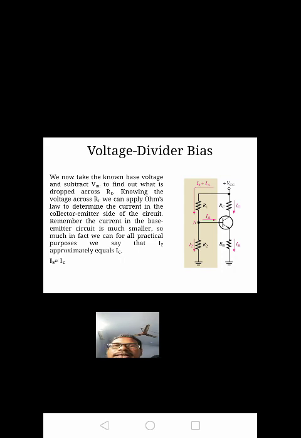We take the known base voltage and subtract VBE to find out what is dropped across RE. Knowing the voltage across RE, we can apply Ohm's law to determine the current in the collector-emitter side of the circuit. Remember, the current in the base-emitter circuit is much smaller, so much so that for all practical purposes we say IE is approximately equal to IC. In most cases, the output current IC will be equal to IE. Why? Because the IB value is very small, so you can call the IC value nearly equal to the IE value.